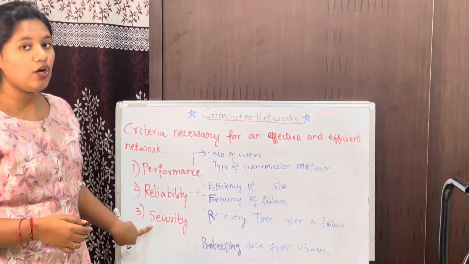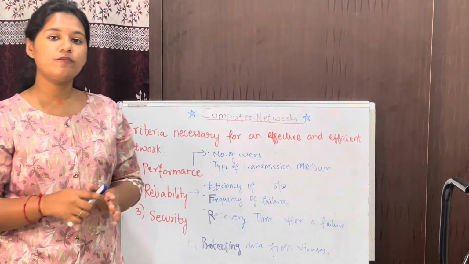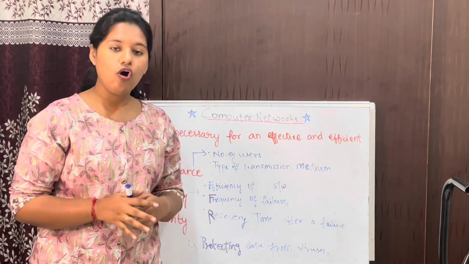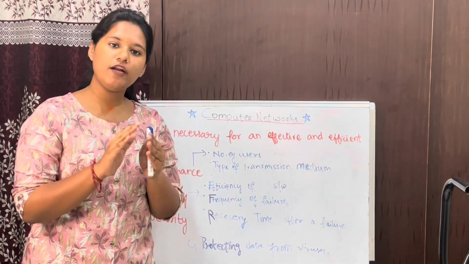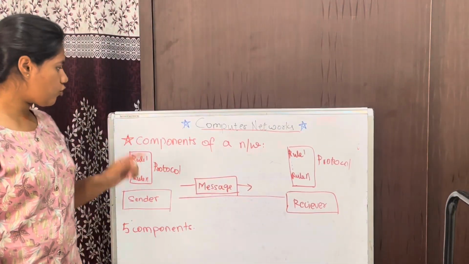Next one is security. Obviously, your network through which your data is being transferred should be safe. It means it should not be attacked by any viruses, and unauthorized access should not be given to that data. Now we are going to see the components of a network.